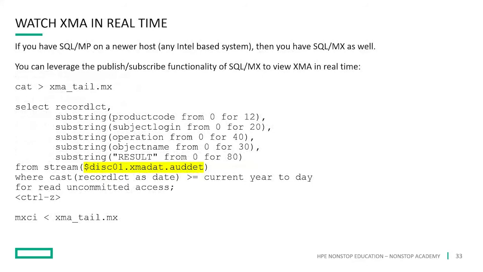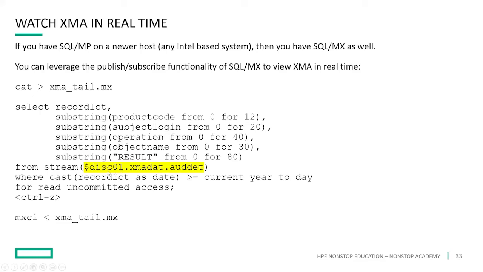If you want to examine what's going on in your Merged Audit database in real time, you can do this. If you have a license for SQL MP on your NonStop, you also have a license for SQL MX. Whether you know it or not, you do. If MX is active and available, you can use their publish subscribe function to see what's going on in your Merged Audit database in real time. Here is a query that I have written that does exactly that.